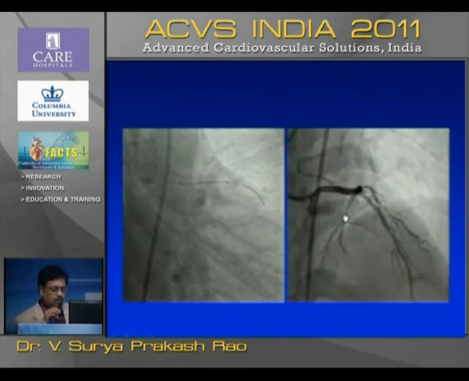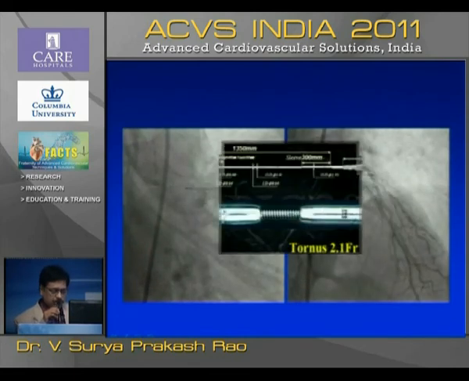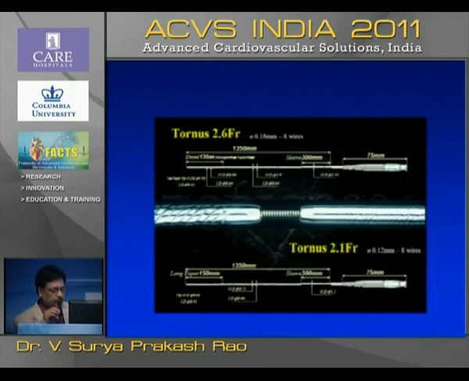So these are Tornus. The lowest profile is 2.1 French. It's a tapered and braided catheter, and it tracks along the tough resistant tracks, with a steel braid. It's a very supporting catheter. You can even exchange the wires also.